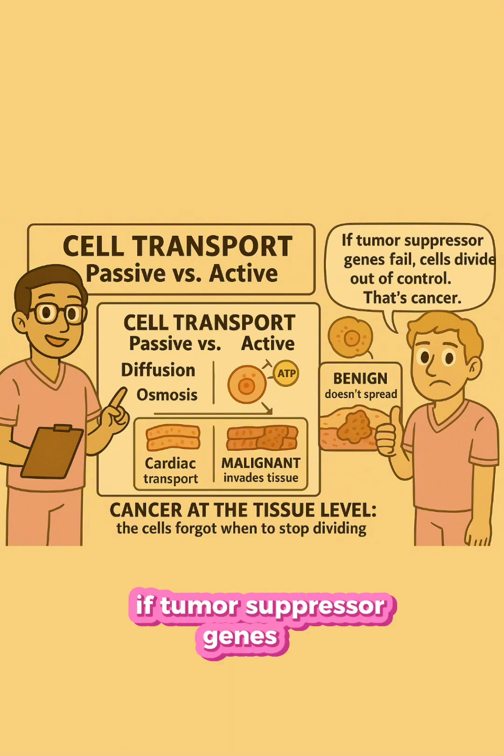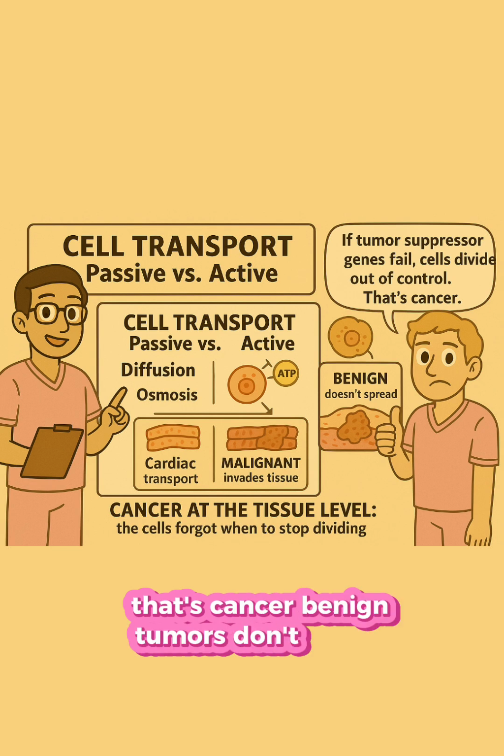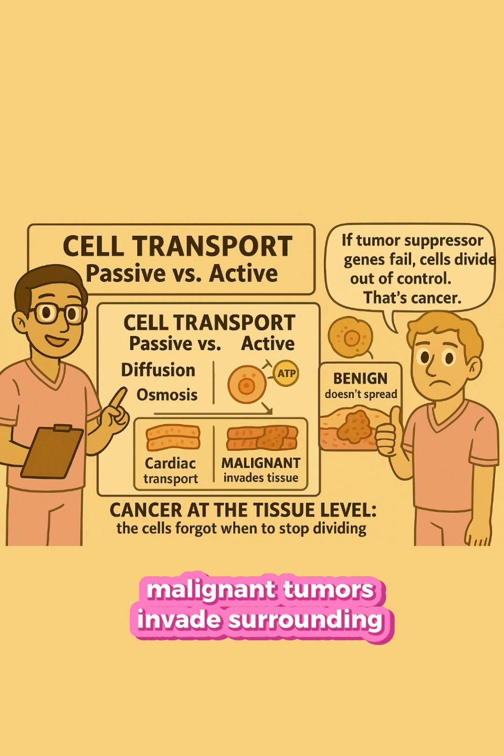If tumor suppressor genes fail, cells divide out of control. That's cancer. Benign tumors don't spread. Malignant tumors invade surrounding tissues.